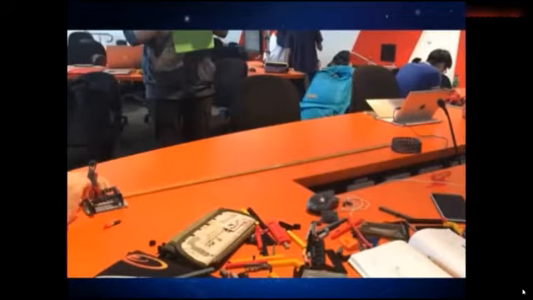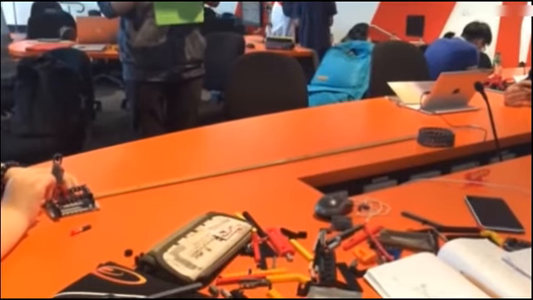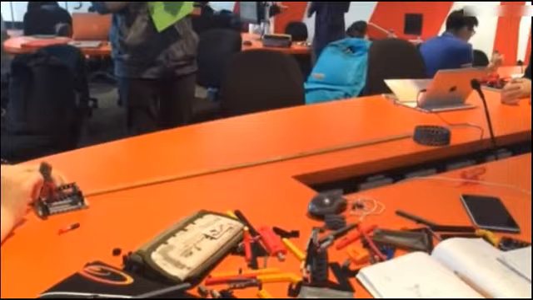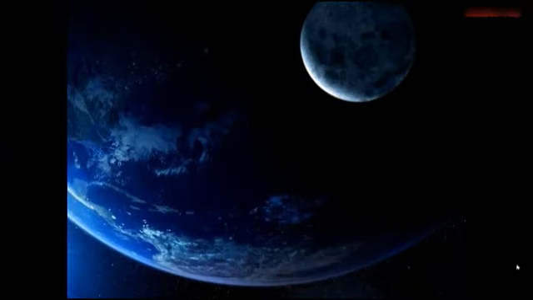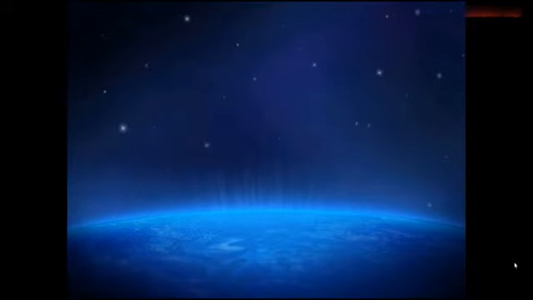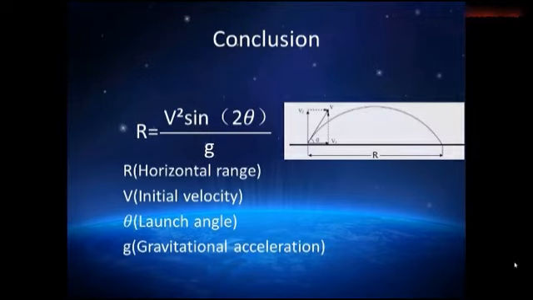Then I will do the projectile movement. After doing the projectile movement, we can also figure out the horizontal range and the launch angle. And then, according to all we have done, we can figure out there's a relationship between the horizontal range and the launch angle. And that is quite interesting, isn't it?